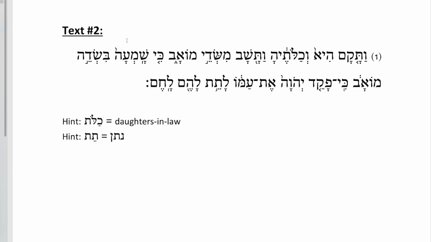Ki shama'a bisdei Moav. Because, or for, shama'a, this is just a qal perfect third feminine singular. It's got the a ending because it's a third feminine singular ending. This is our perfect, the a from qatal, qatlah, qatalta, qatalti, our perfect endings.